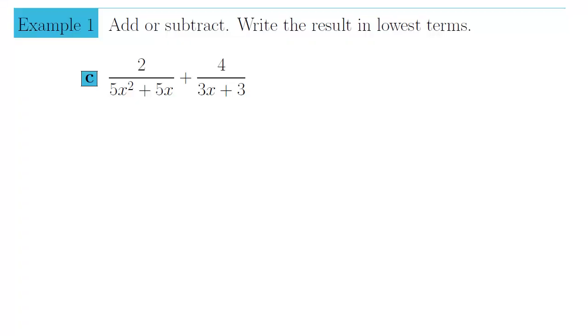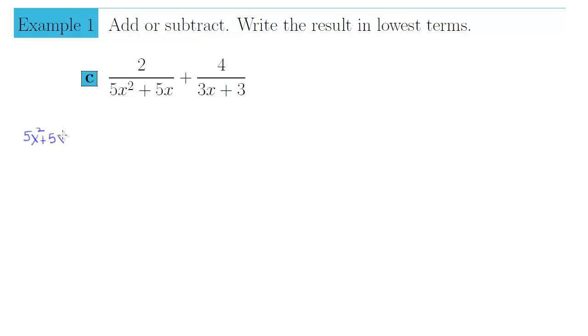Example 1c. Add the rational expressions 2 over 5x squared plus 5x plus 4 over 3x plus 3. These are rational expressions with unlike denominators. We first have to find the least common denominator. So let's take a look at our first denominator. Our first denominator is 5x squared plus 5x.